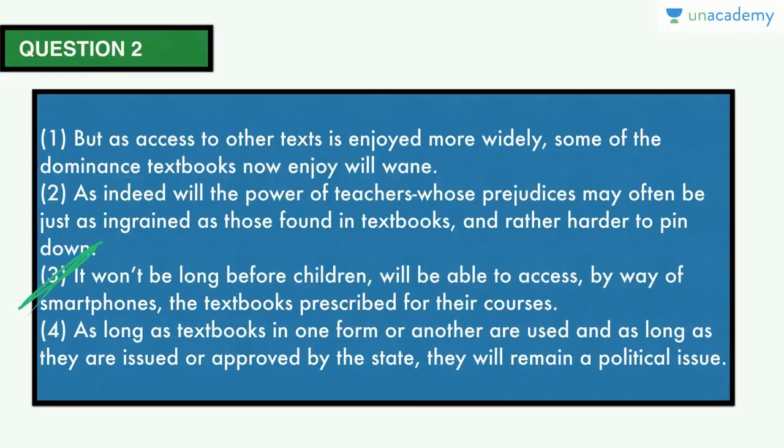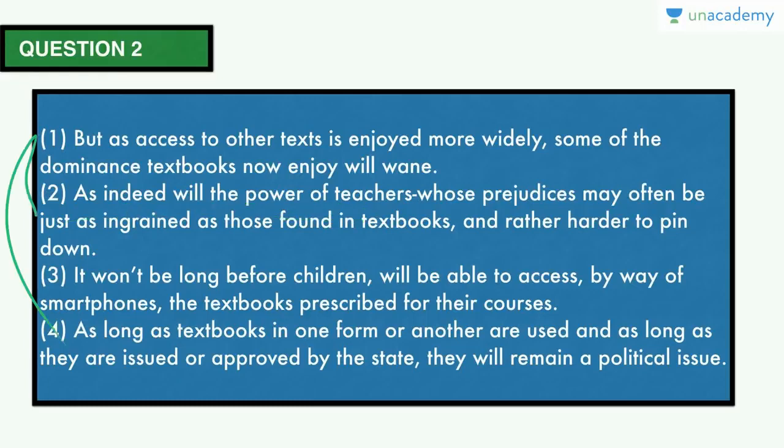Clearly, 3 has to be the odd one out. Simply looking at the structure of the sentences, the dominance of textbooks will wane, as indeed will the power of the teachers. I should have noticed this when I was reading sentence 2 itself. So 412 will be the sequence.